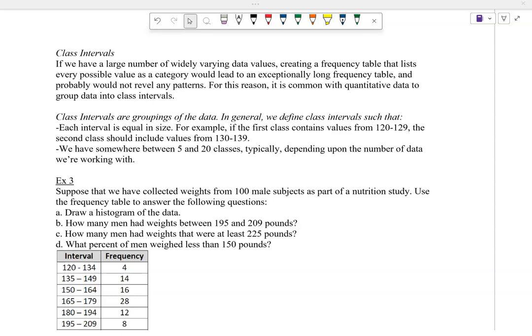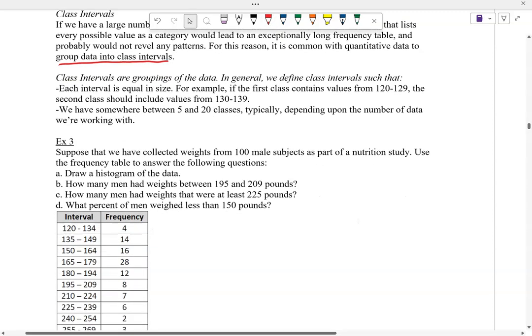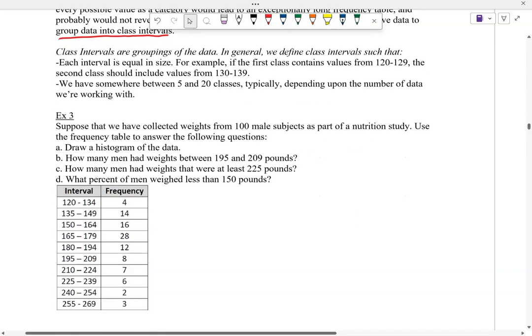Sometimes you can have too big of a frequency table, right? If we have every possible value as a category. And so what you can do is you can group the data into intervals, right? Just make sure you're consistent with the sizes of those. So suppose in this example, we have collected weights from 100 male subjects. Use the frequency table to answer the following questions. Number one, can we draw a histogram of the data?